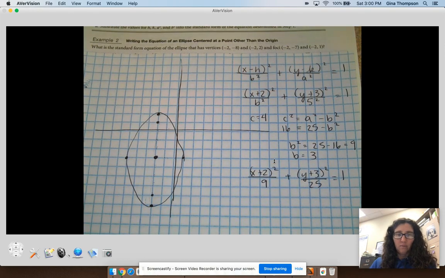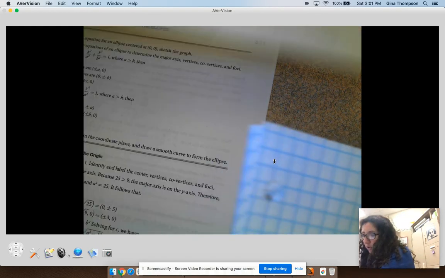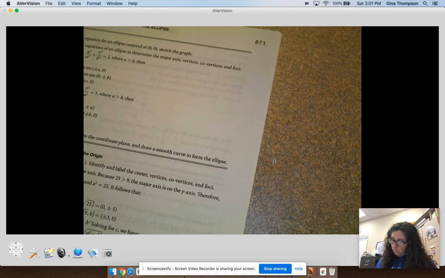And it's going to look kind of wobbly, but trying our best. So there's our ellipse. Okay? Okay, so let's do another example. Let's do example 3.